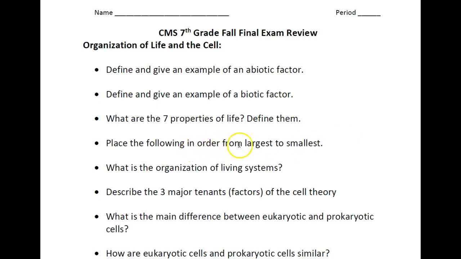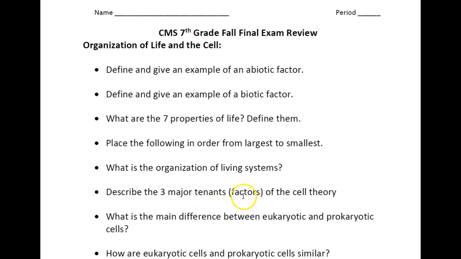So it says place the following in order from largest to smallest, and I made an adjustment on the formative assessment. And this is just talking about the organization of living things. It starts with cells and it goes to tissues and organs, and several organs make up an organ system, and several organ systems make up an organism. And of course, what is the organization of living systems? We've already talked about these. Exactly what I just said is that many cells make up tissues, many tissues make up an organ, many organs make up organ systems, many organ systems make up an organism.